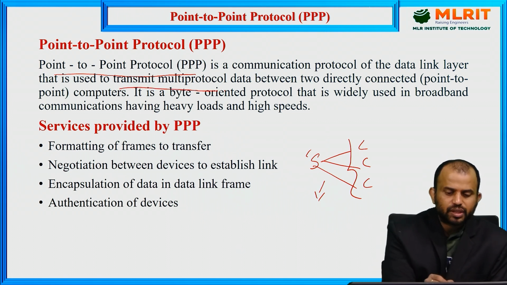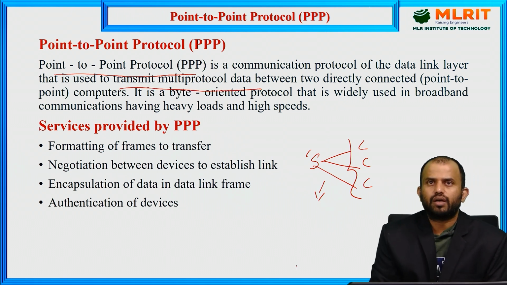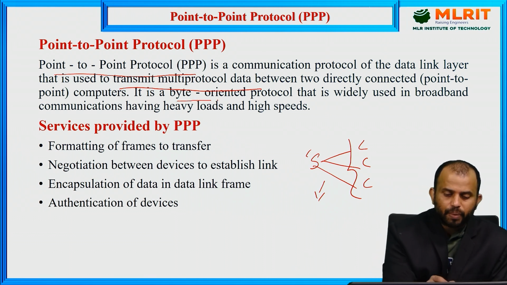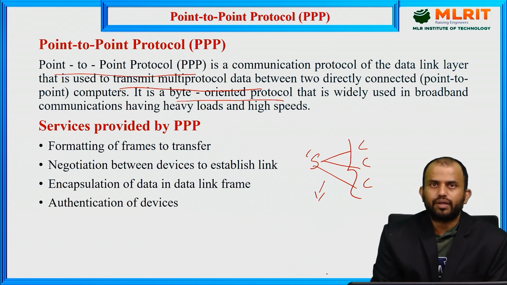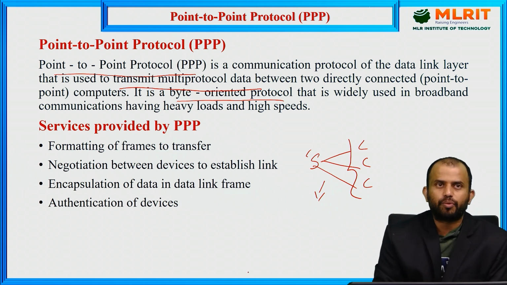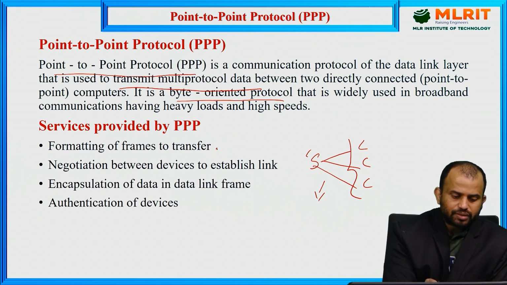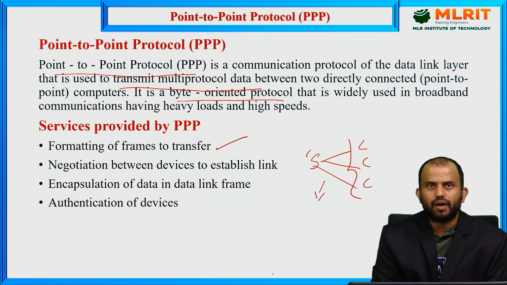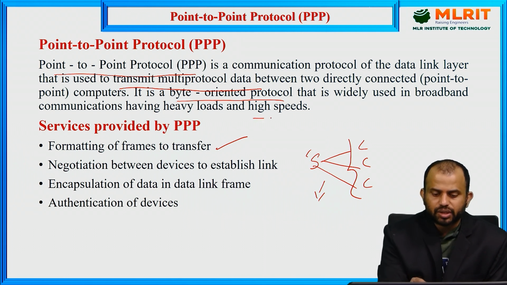So it is feasible to have a multi-protocol data exchange between two directly connected computers. This is a byte-oriented protocol, not bit-oriented. It acts as a byte-oriented protocol that is widely used in broadband communication to get high-speed internet communication and high data rate communication. And what kind of services are offered by the point-to-point protocol? Because we implement this in high-level data link control, the transfer rate is very high, and we implement a high-speed structure.